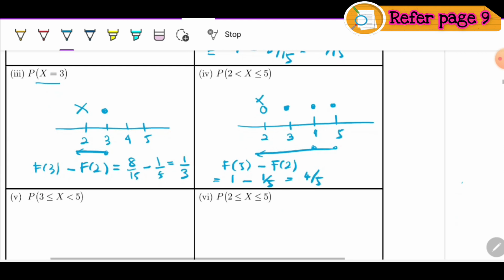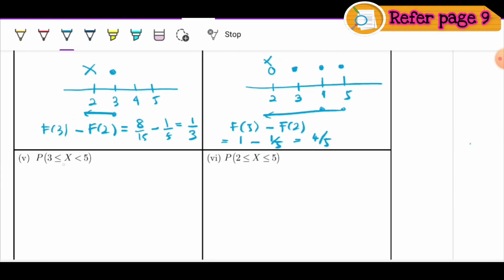Question number 5. Find the probability when x is between 3 and 5, including 3 but not including 5. So draw a number line. 2, 3, 4, 5.